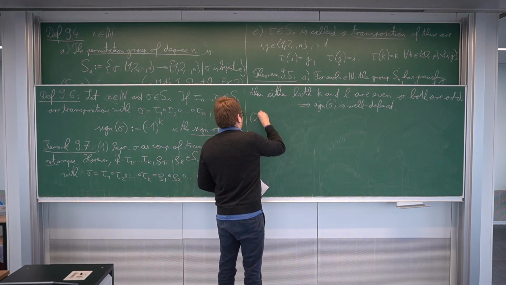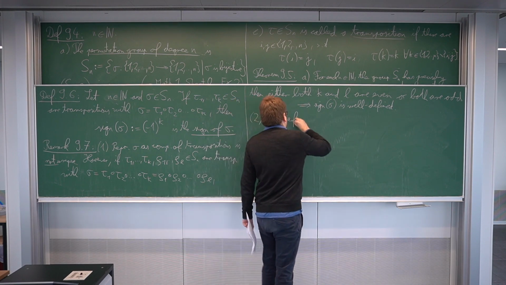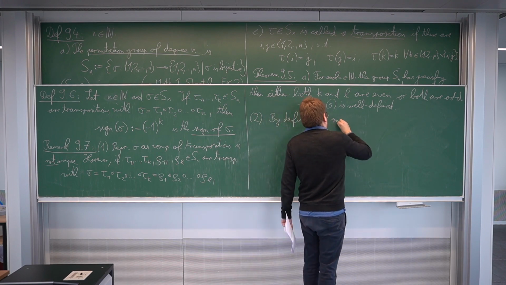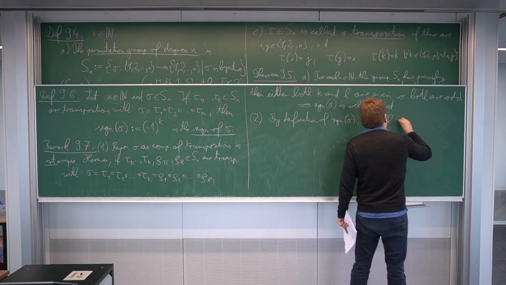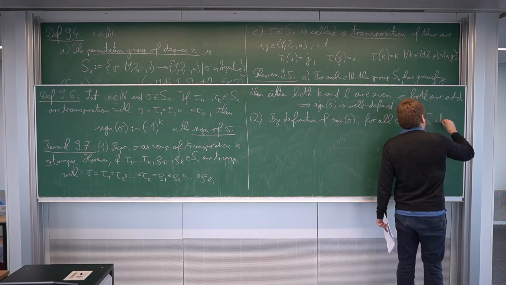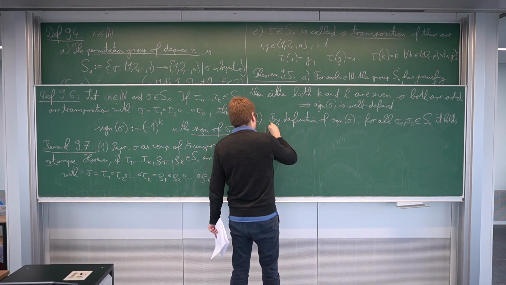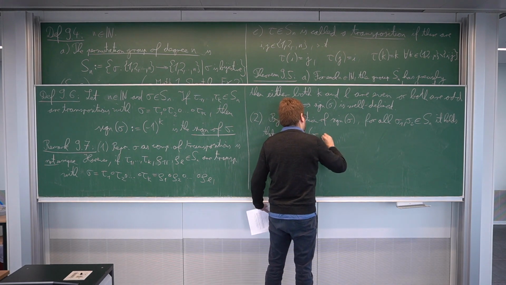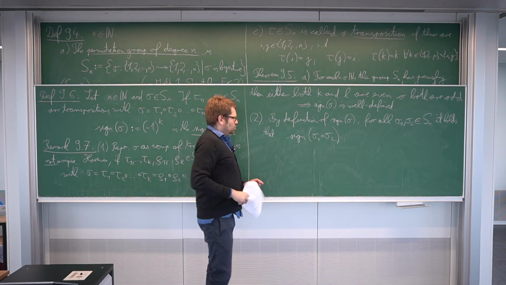Secondly, as part 2 of this remark, by definition of the sign of sigma, if we take two permutations, sigma 1 and sigma 2 in Sn, we get the following. The composition of permutations is a permutation. Now, what is the sign of the composition?